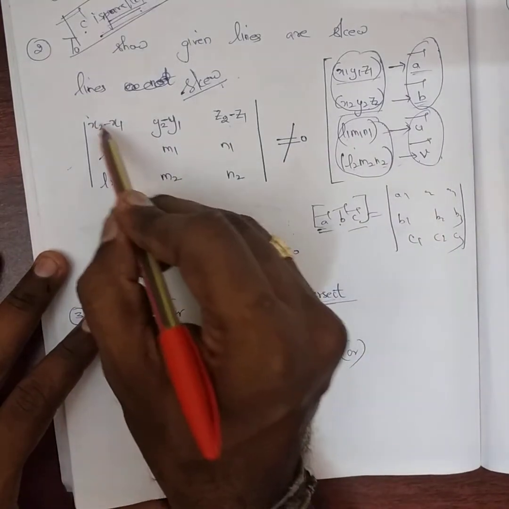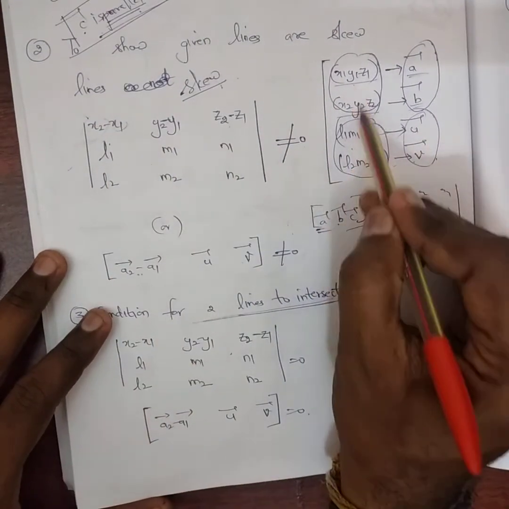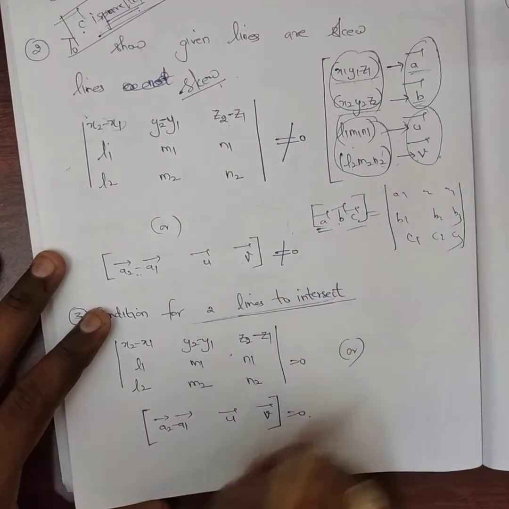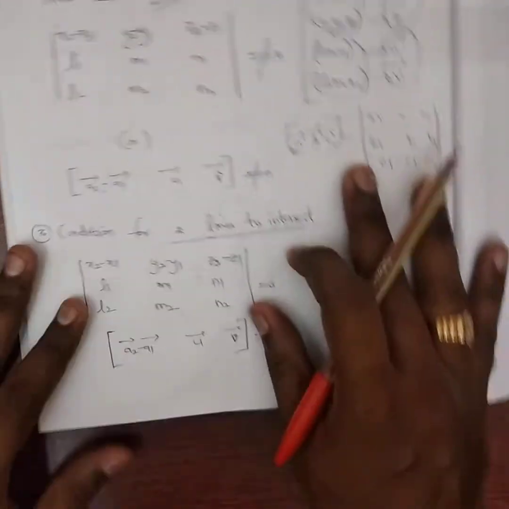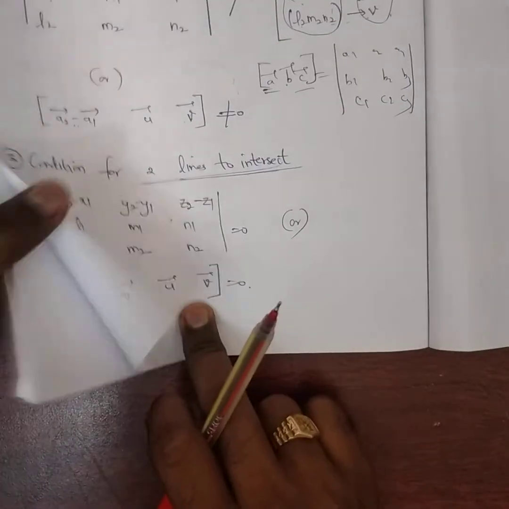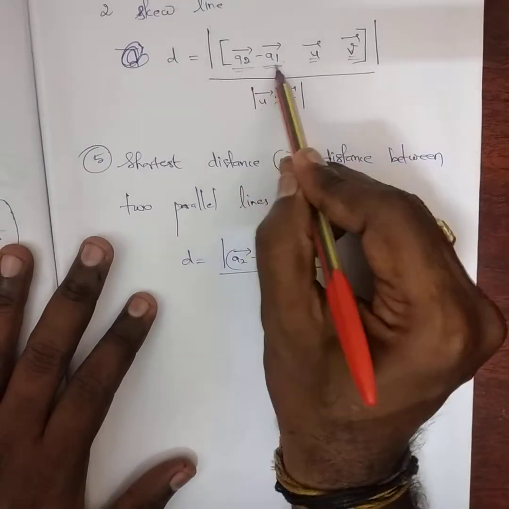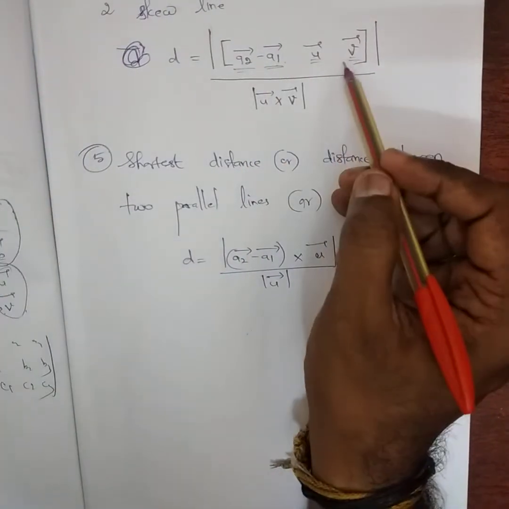What do we need to find for skew lines? We need two points, x1, y1, z1 and x2, y2, z2, and two parallel vectors, U vector, V vector. Here also, two parallel vectors and two points, A2 and A1.